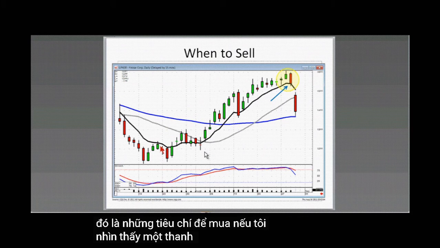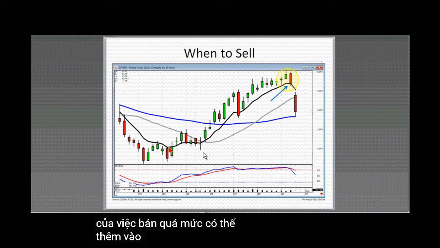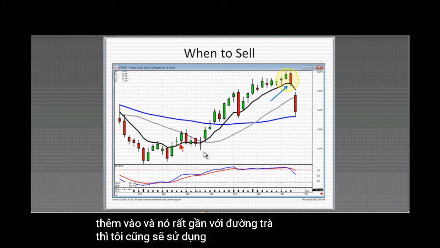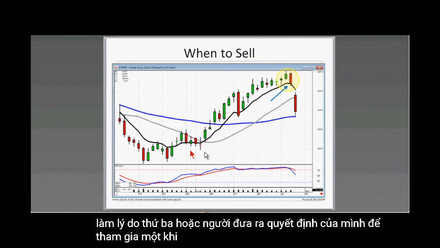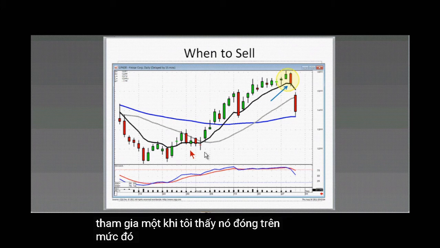If I see a candlestick buy signal and stochastics in the oversold condition and it's very close to the T line, then I'll use the T line also as my third reason or decision maker to get in once I see it close above that level.